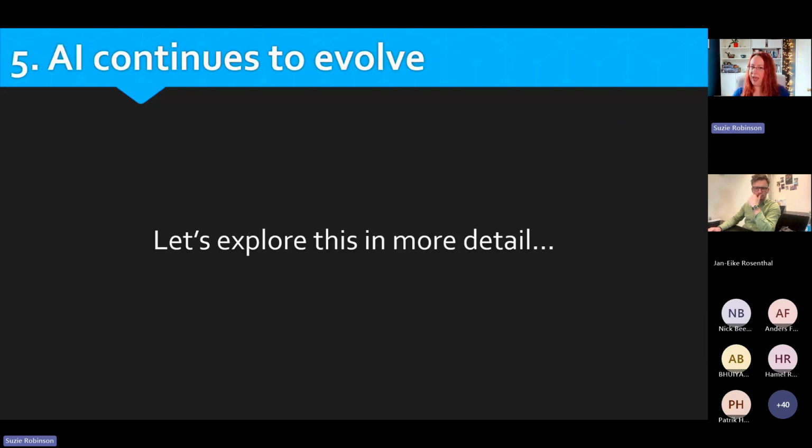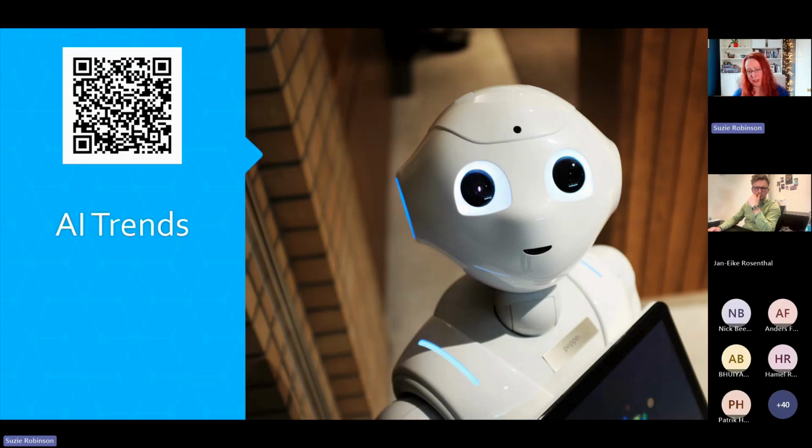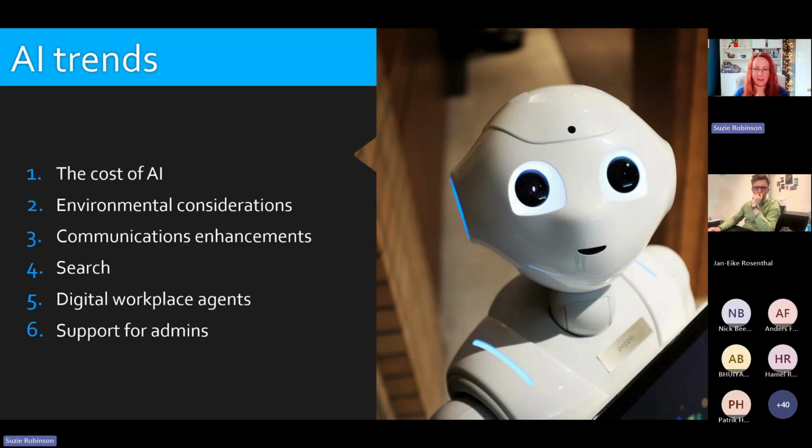And number 5, AI. And of course, we're going to have to go into a little bit more detail. There's quite a lot to cover here. I could give you an entire webinar on AI trends, but I'm only going to focus on a few things and give you some highlights instead. So there are 6 things I'm going to cover, so it's going to be a bit of a whistle-stop tour, but hopefully 6 topics that will be relevant for you.